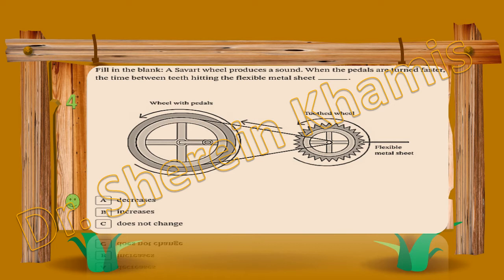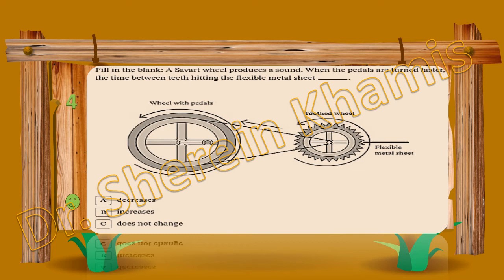The time between the teeth hitting the flexible sheet: here we have the teeth hitting the flexible metal sheet. Okay, the flexible one that rotates here, the time hitting the flexible sheet will decrease. So it will hit the flexible sheet very fast, which means the time decreases.